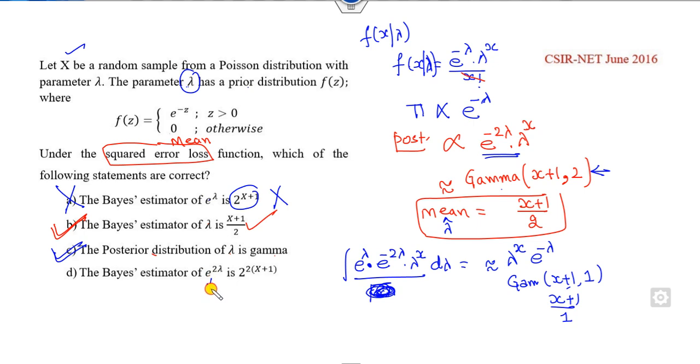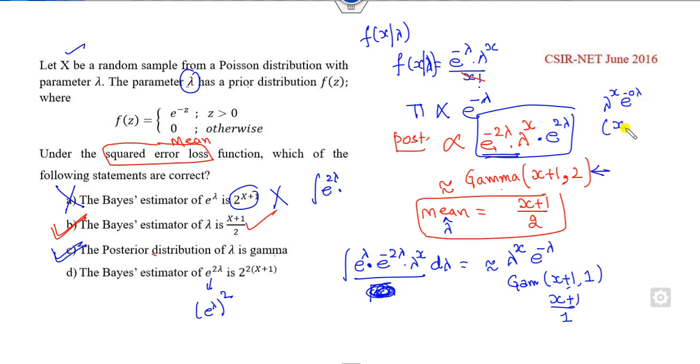Similarly, I can write this one. Because of the gamma, if I write here e raised to power 2 lambda of this, basically I have to multiply this by here. So what is that? Again I can write this in terms of here, which is again a gamma distribution with the parameter of here. So you can see this is not of this one, which means B and C are the right answer.